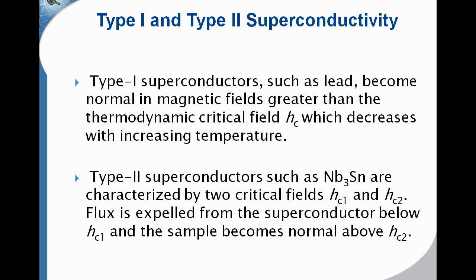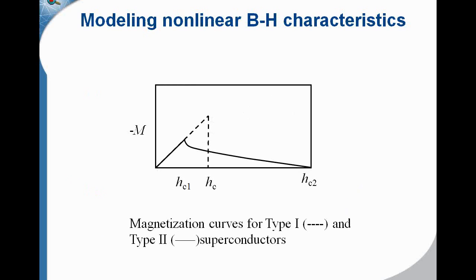A type 2 superconductor is characterized by two critical fields, Hc1 and Hc2. Flux is expelled from the superconductor below Hc1, and the sample becomes normal above Hc2. So this shows a magnetization curve for both type 1 and type 2 superconductors.